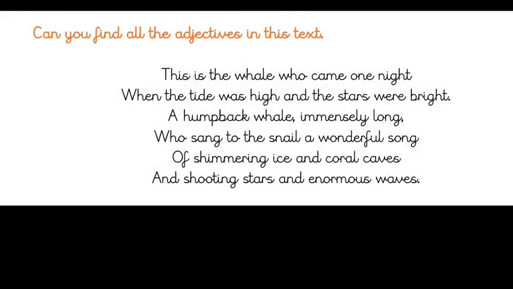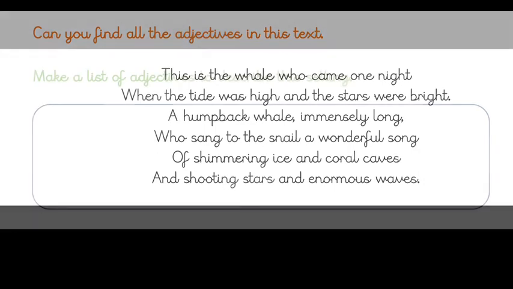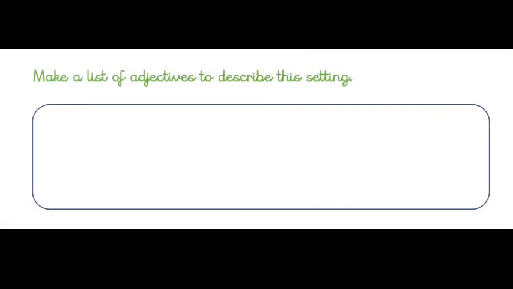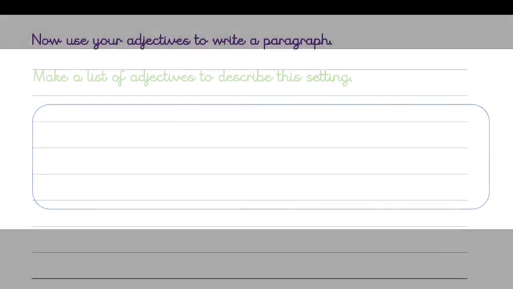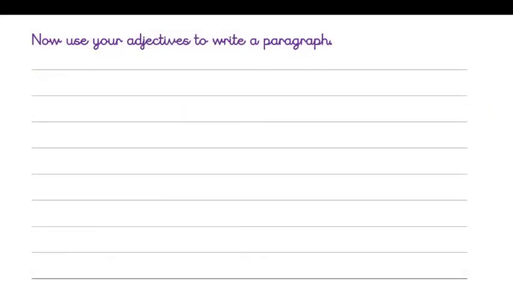Here is your task for today. You can find this in the workpack on the school website. The first thing you need to do is read the text and circle all the adjectives. Now I'd like you to make a list of adjectives that you can use to describe the setting and the whale. And finally, I'd like you to use your adjectives to write a paragraph to describe the picture.